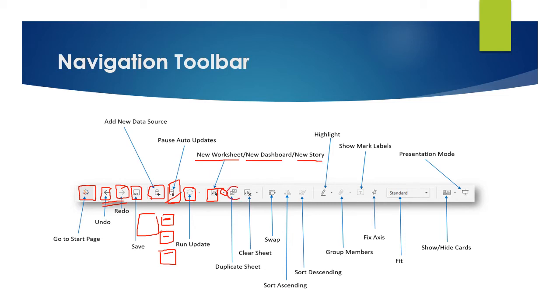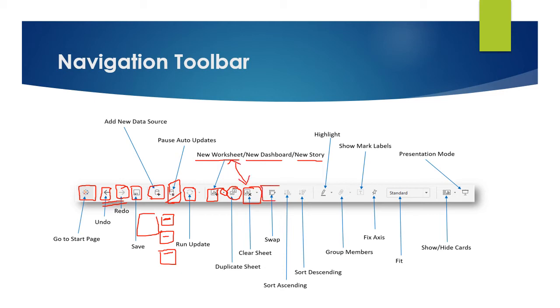This is basically a duplicate sheet. It will duplicate your existing worksheet so you can create modifications on the second sheet or use that as a base to create a second worksheet. This will clear all the selections that you have on your dashboard. It will basically make it go back to being a new worksheet.